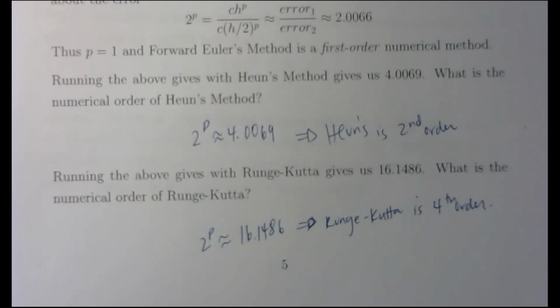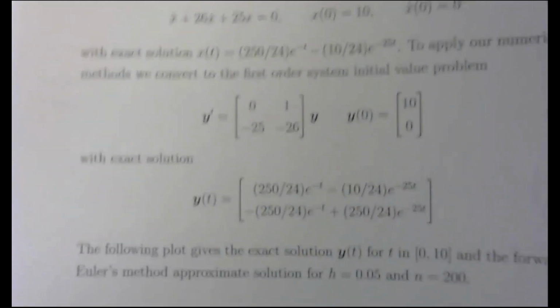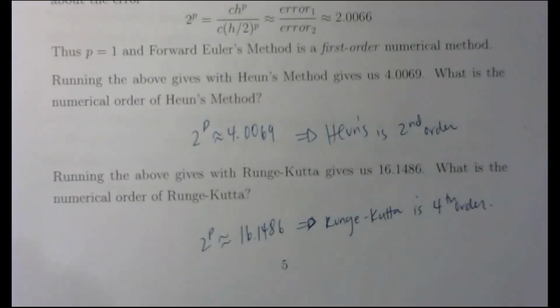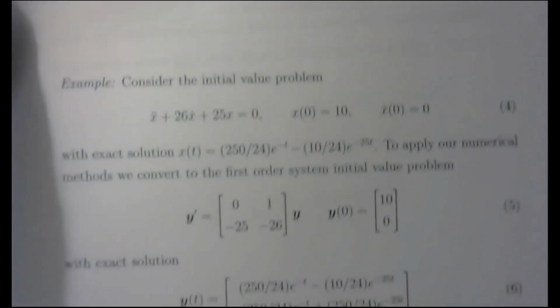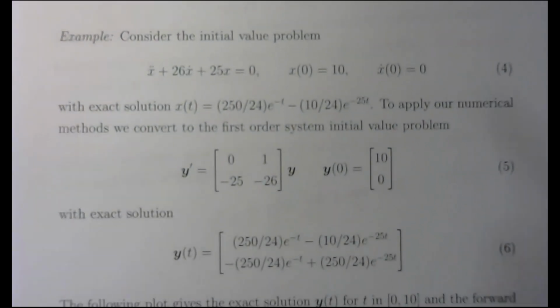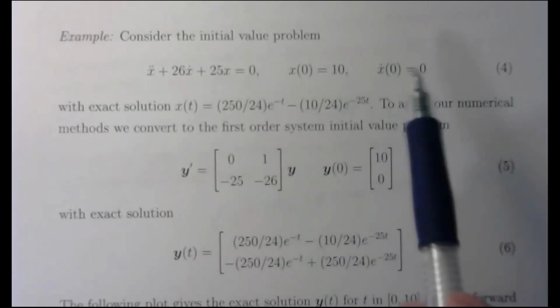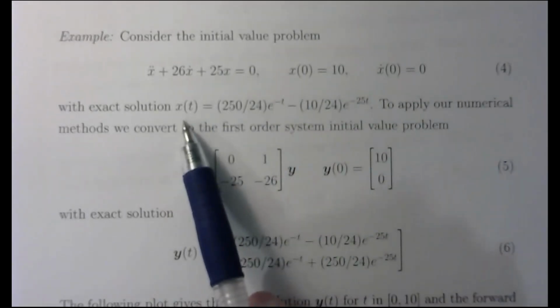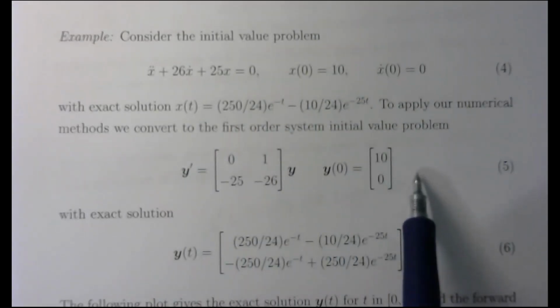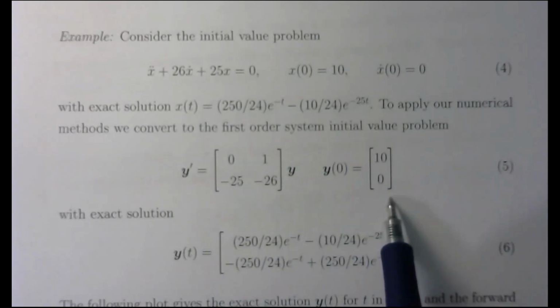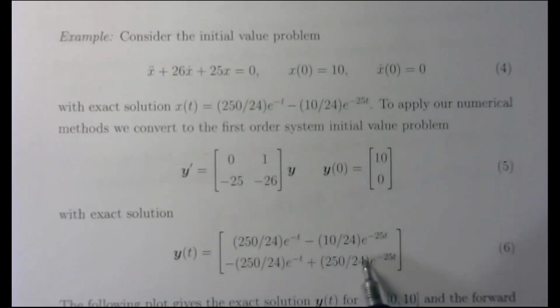Let's look at another example problem. So this was about the order of these algorithms. Now let's talk about their accuracy. Let's start to talk a little more about the idea of error. So let's consider this initial value problem. Second order scalar IVP has a known exact solution, this guy here. I'm going to convert it to a system of first order equations. And I have this exact solution, right?